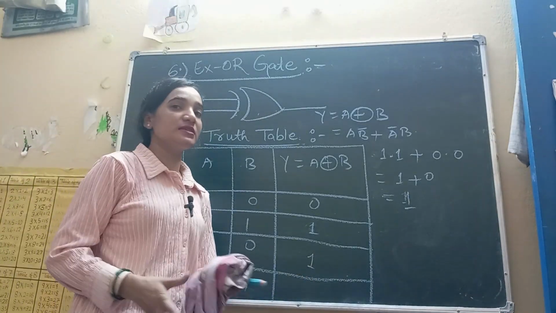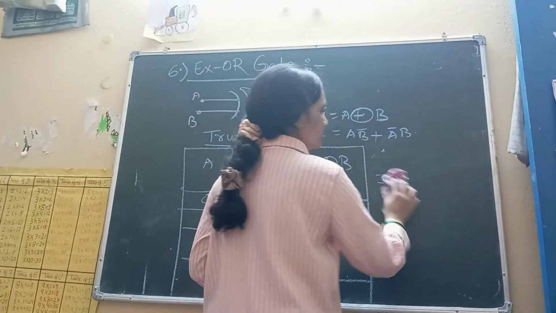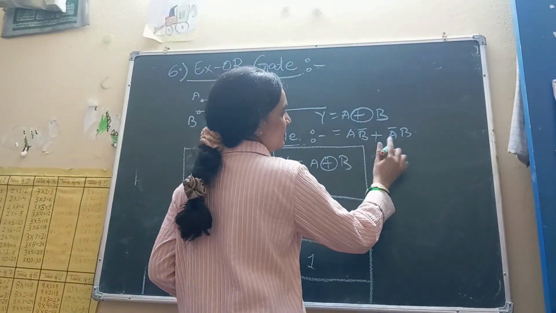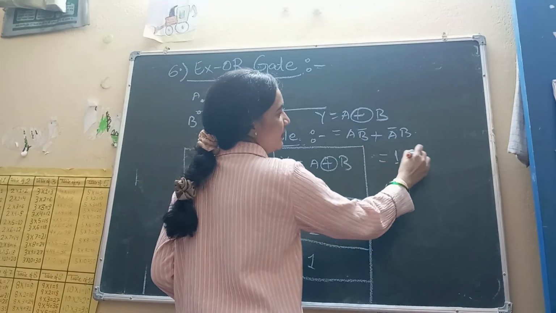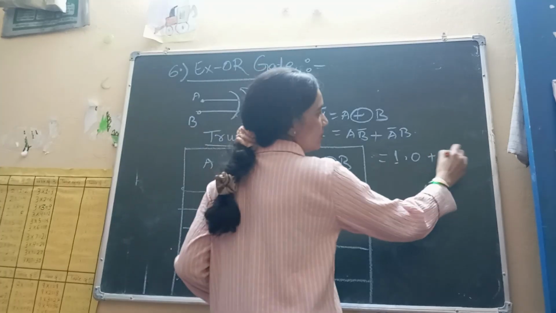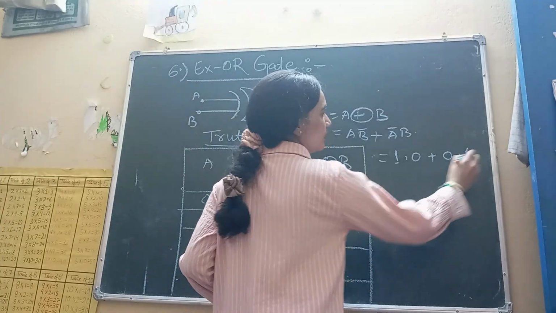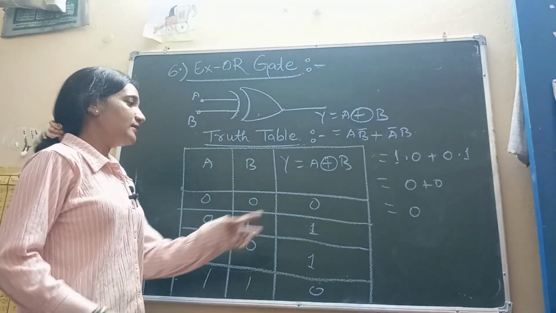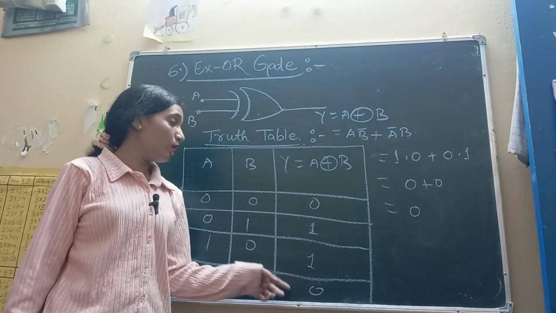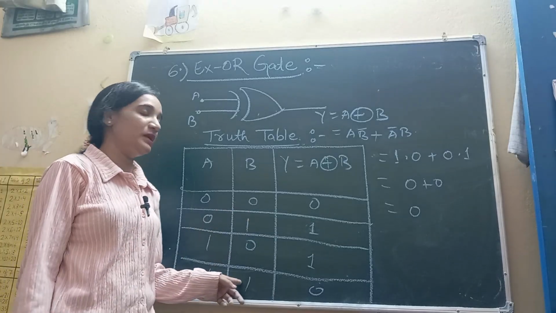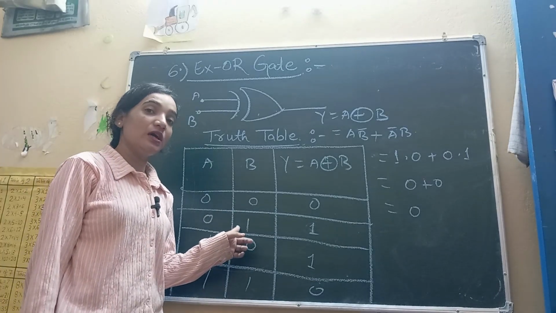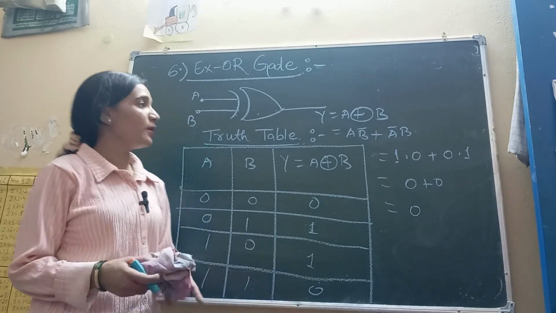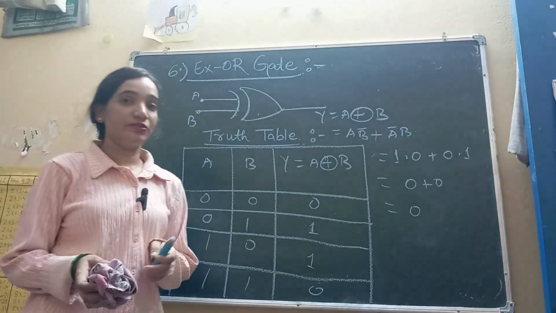Fine. Now let us check for the 1 1. When A is 1 and B is 1, A is 1 means A bar is 0, B is 1. Okay. So here 0 plus 0, so 0. So we are getting the output low when the inputs are similar, and for the different input, we are getting output high. Okay. So this is the XOR gate.